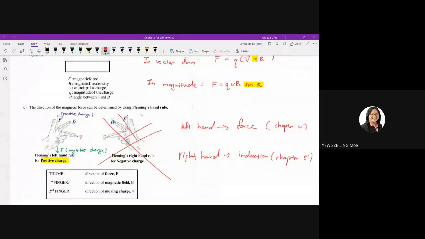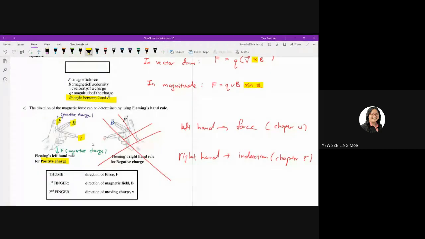How to determine the directions? Oh yeah, one more thing. One thing that you need to take note of is the angle. Since you have V cross B, the angle is between velocity and magnetic field. So the direction of the magnetic force can be determined by using Fleming left-hand rule, where your thumb represents force, your first finger represents magnetic field, and then the second finger represents velocity.